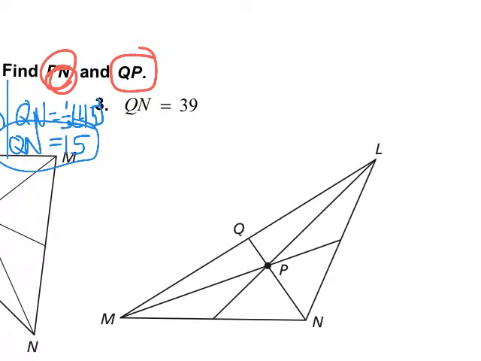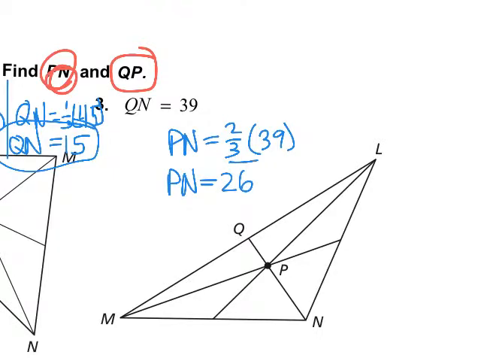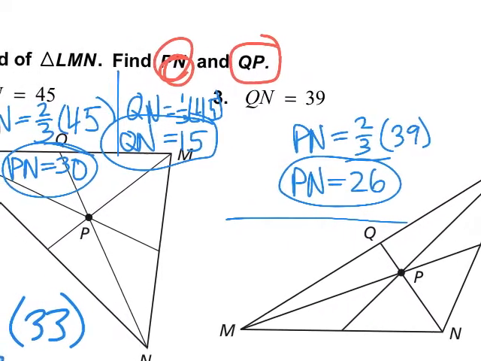And then again, QN is the whole. So I want PN. PN is the long side, so it should be 2/3 of the whole. So PN looks like it's going to be 26. And then QP. Oh, you know what? I messed up on number 2. Let me back up. Sorry, I don't want to mix you up.